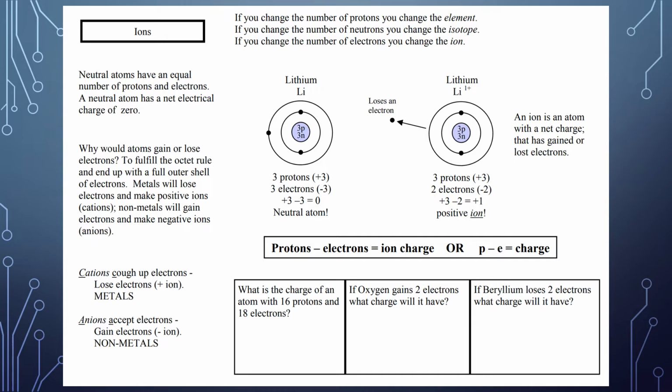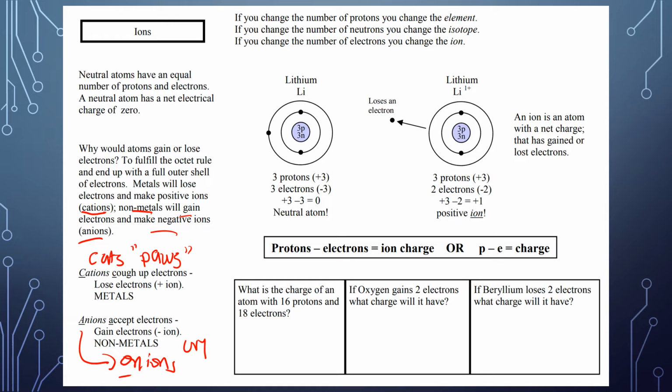So which ones do which? Metals will lose electrons to form cations, while nonmetals will gain electrons to make negative ions, or anions. Cations cough up electrons, they lose them, so they're metals. Anions accept electrons, so they gain them. They form a negative ion. Another way I remember it is that cats have paws, so they're positive, and anions, like onions, make you cry, but that's not necessarily a negative thing, though some people still think that.